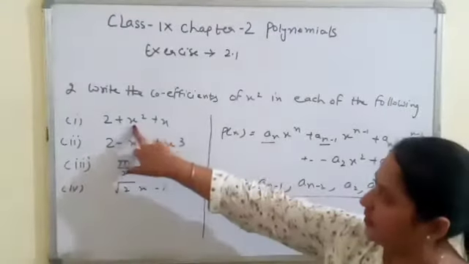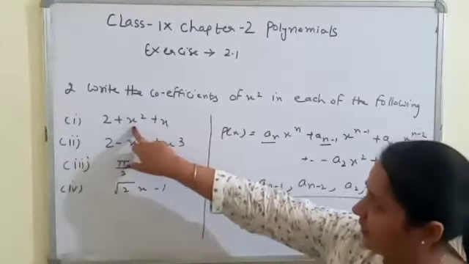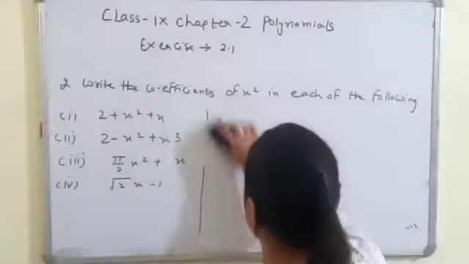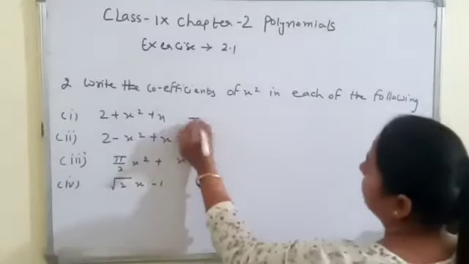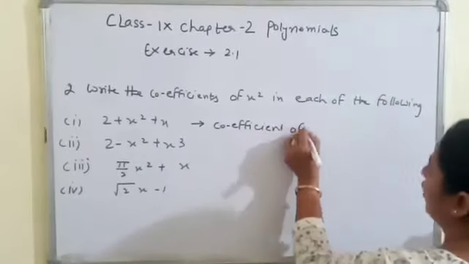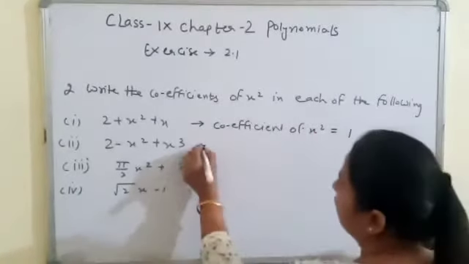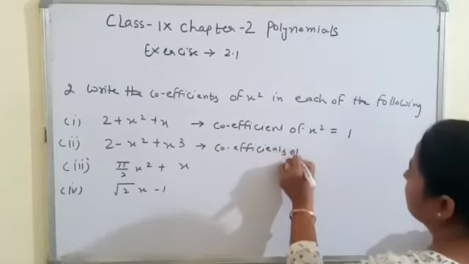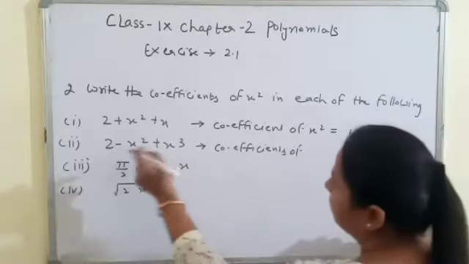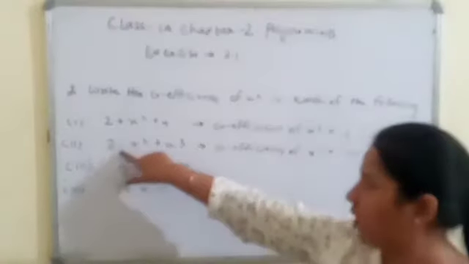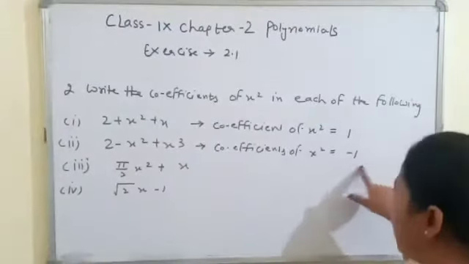In the first one, x square is here. In the second term also x square. Now what is the coefficient of x square? X square is multiplied by which term? That is 1, because it's 1 x square. So the coefficient of x square is 1. And for the second one, hopefully you can easily identify the coefficient for the second term, that is minus x square. So the coefficient is a multiple of minus 1. So the coefficient of x square is minus 1.